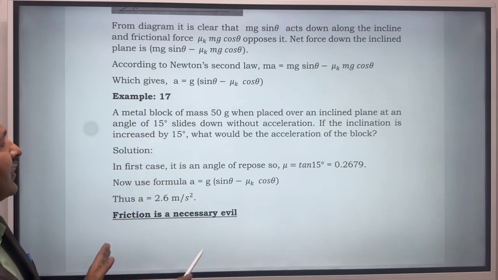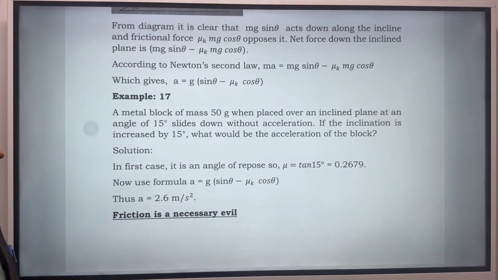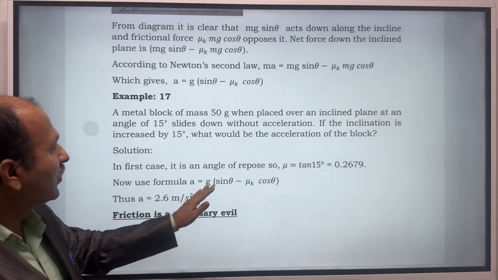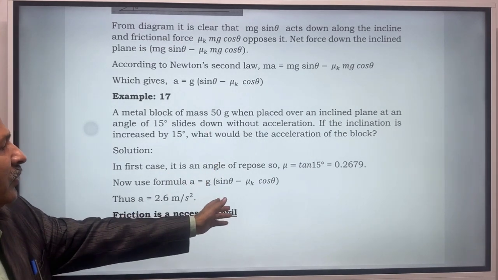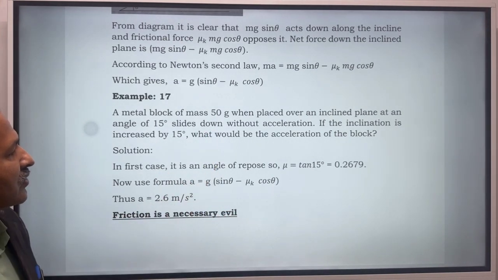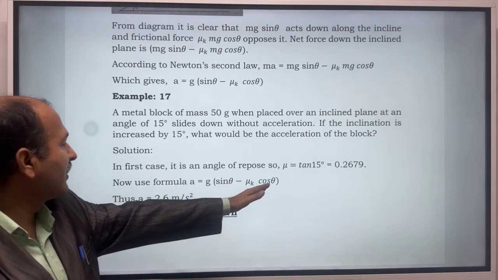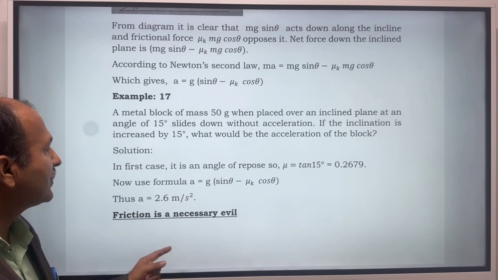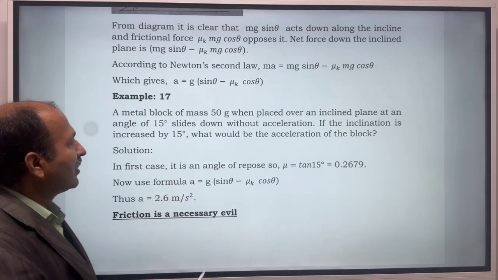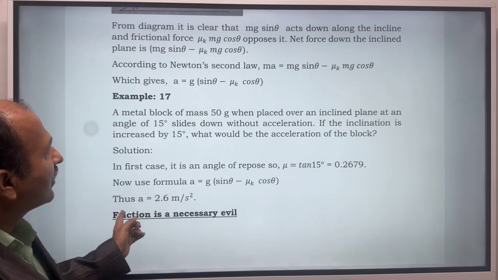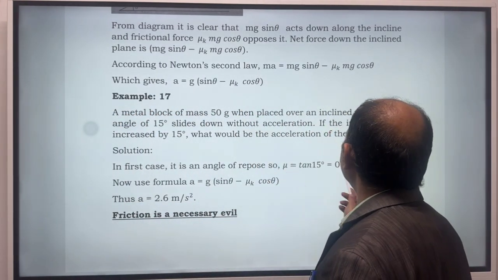In that case, body will get certain acceleration. So in a downward direction, there will be force g sin theta, and in upward direction, there will be frictional force. And since you need acceleration, you have to divide it by m. So you will get a equal to g sin theta minus mu k cos theta. Put theta equal to 30 degree and g equal to 9.8, and mu k you have already evaluated. So you can use this value.